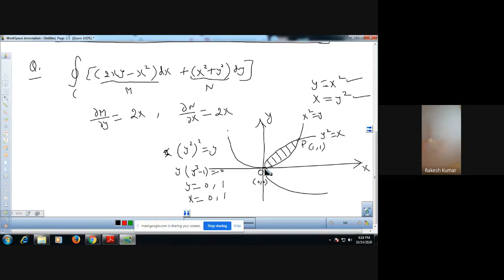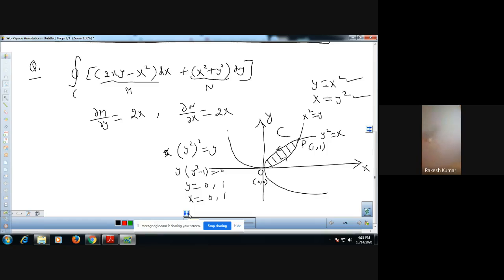And C is the curve. It starts from the origin, you move along OP, then come back to O. So we always take the anti-clockwise direction. And this O to P and P to O is the curve C. This is the total curve C, and clearly it is a closed region.